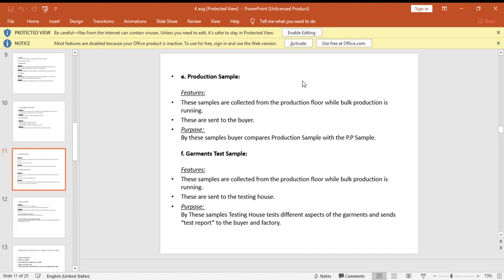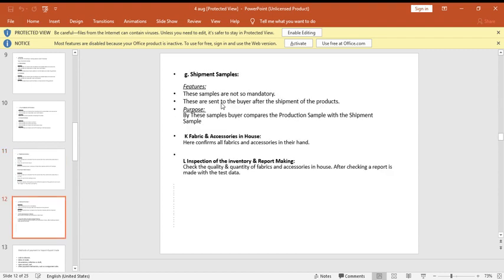And the next one is garment test sample. The features are that the samples are collected from the production floor while bulk production is running. These are sent to the testing house. And the purpose of the samples is that the testing house tests different aspects of the garments and sends a test report to the buyer and factory. So all these are necessary in the execution of the garment sector.